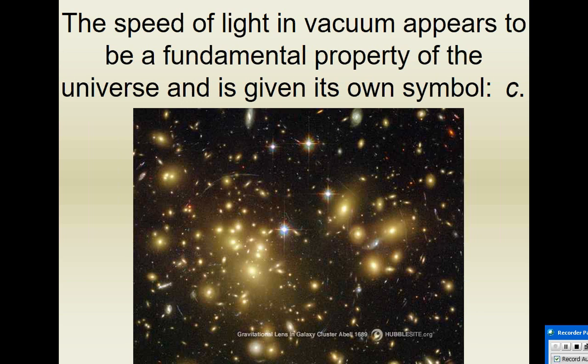In the picture you see on the screen, you'll see these circular arcs that look like streaks and might be flaws or something in the picture. That's actually an example of what is called gravitational lensing. The light that is smeared out is from a very distant bright light source, and in between that distant bright light source and us is a big mass.